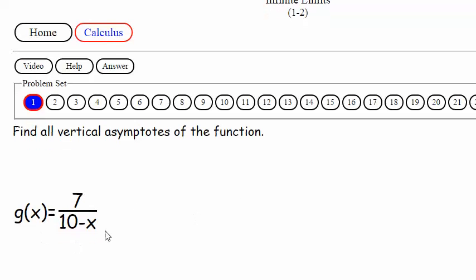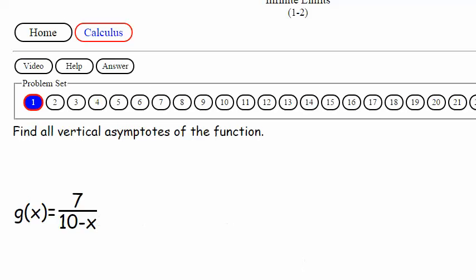So in this particular problem, all we want to do is find an x, right? Find a solution that when we plug it into the denominator, we get 0 out. And that's going to be 10, because 10 minus 10 is 0.